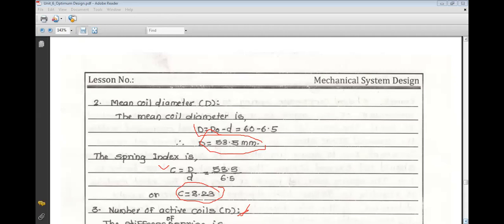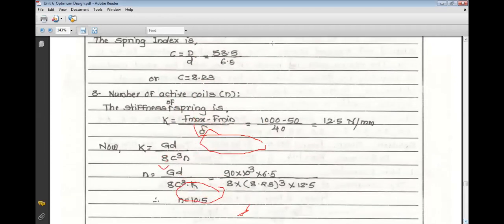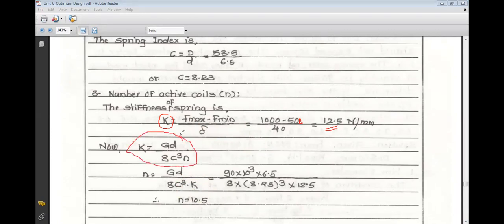To find the number of active coils, there is a formula: K equals F max minus F minimum upon delta. That is the spring stiffness, the force per unit deflection. So 1000 minus 500 upon 40, that value becomes 12.5 Newton per mm. Again, the second formula for K is G d upon 8 C cube N. From that we can find the value of N, the number of active coils of the spring, which becomes 10.5. So this is the simple example.